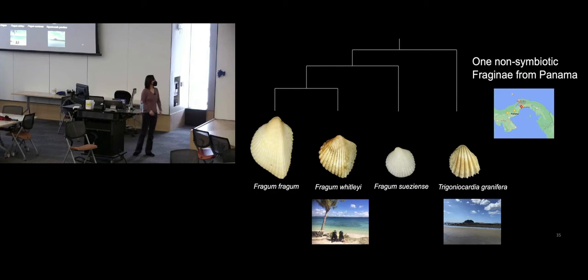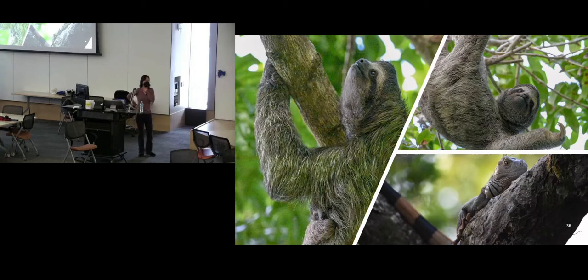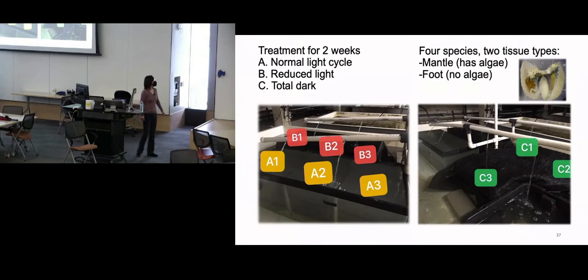Right, and by the way, when we were in Panama, we saw some other organisms that have symbiotic algae living on them. I don't know what they're doing with the sloths and what kind of nutritional benefit they're getting from there, but apparently these things are host-specific as well. Anyways, vertebrates aside, here is our experiment. For all four species, we subject them to three treatments for 2 weeks.